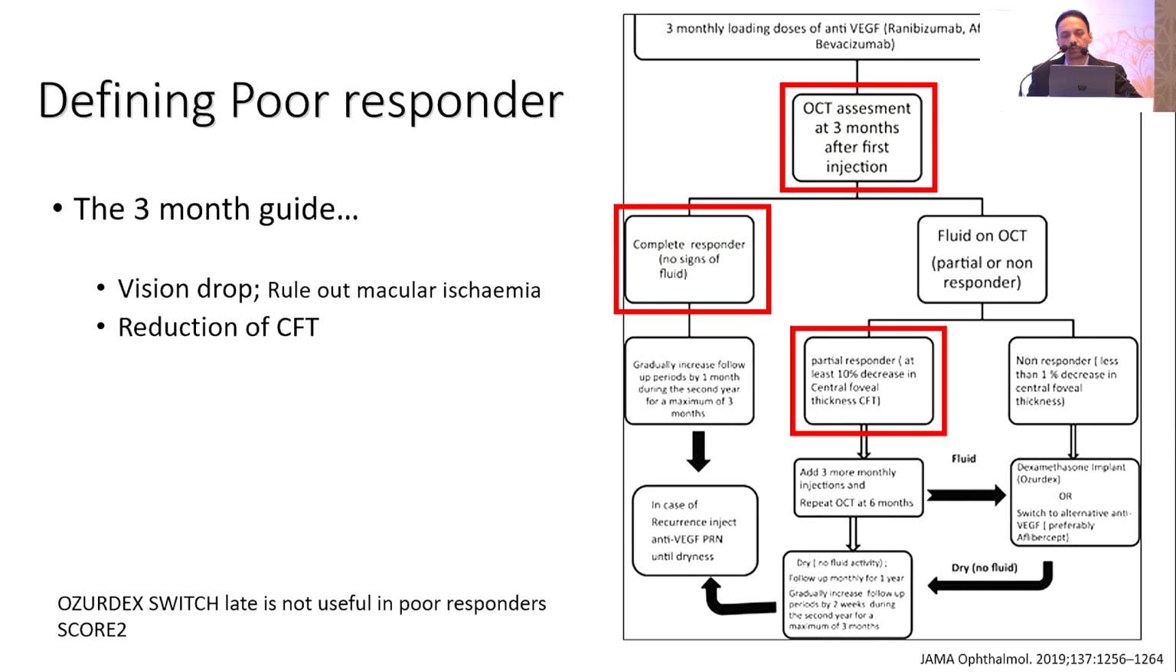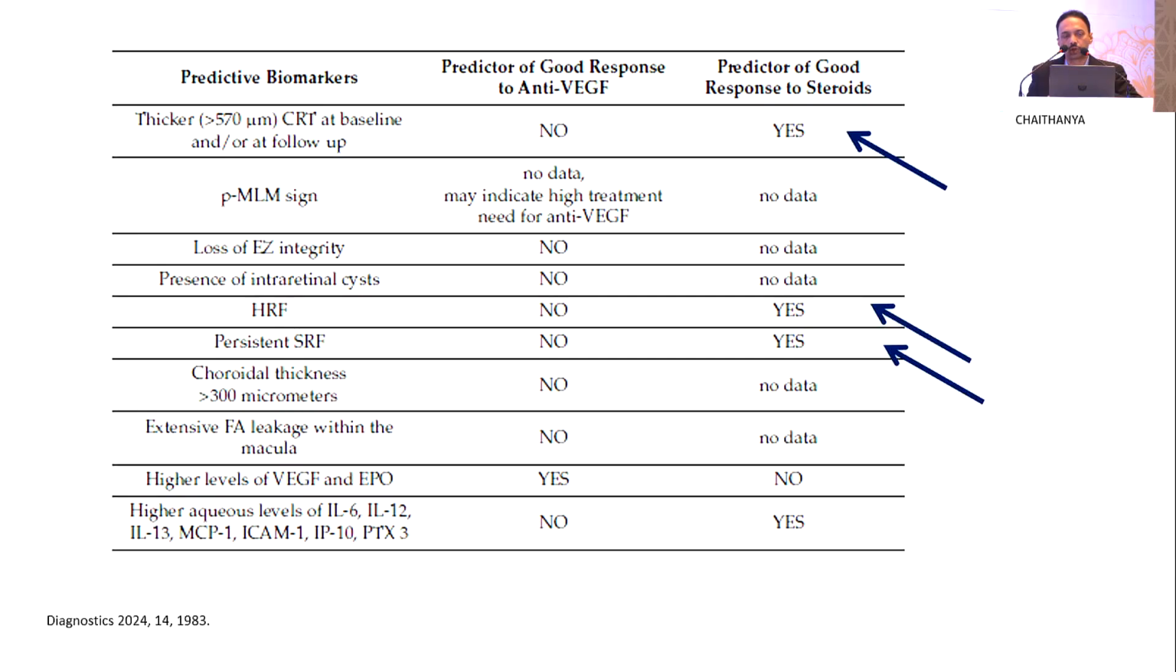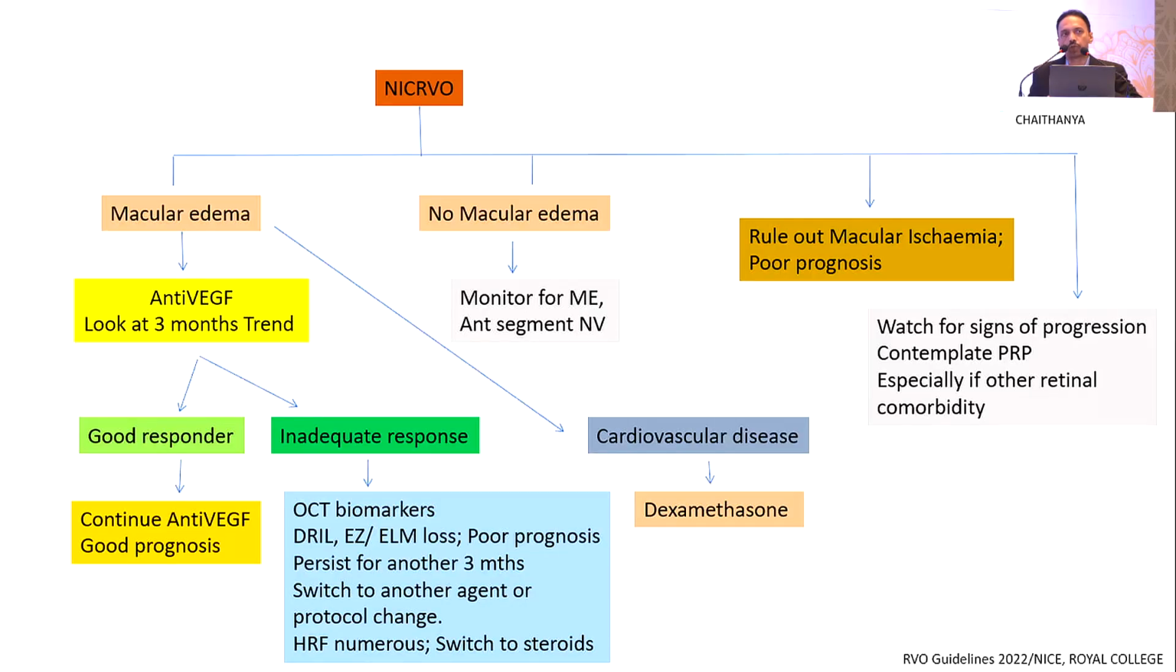But if you have less than 10% decrease, then it is a poor responder, and if you have around 10% or more, then it is a partial responder. So this difference can be made out at 3 months, and you could use this as a guide to continue with your therapy. Also, there are biomarker indicators which tell us that some of these may respond better to steroids, like the presence of a thicker CFT at baseline, hyperreflective foci, or persistent subretinal fluid. All these are prognostic markers which tell us that steroids may be better than anti-VEGF, so they will tell you when to switch to steroids.